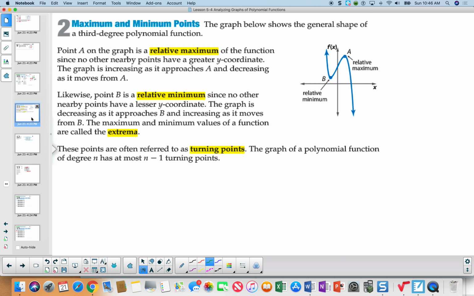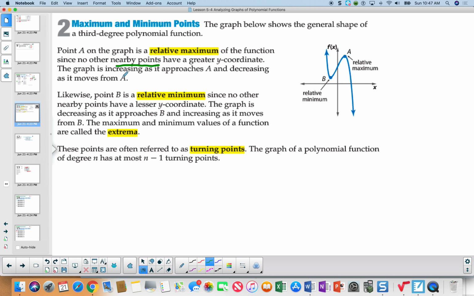Maximum and minimum points, relative max and relative min. We were doing this on the graph. Now let's talk about it in more detail. A relative max right here, we say relative, in other words, in the neighborhood, not over the whole domain, that the function is the maximum for nearby points. So it has the greater y coordinate there.